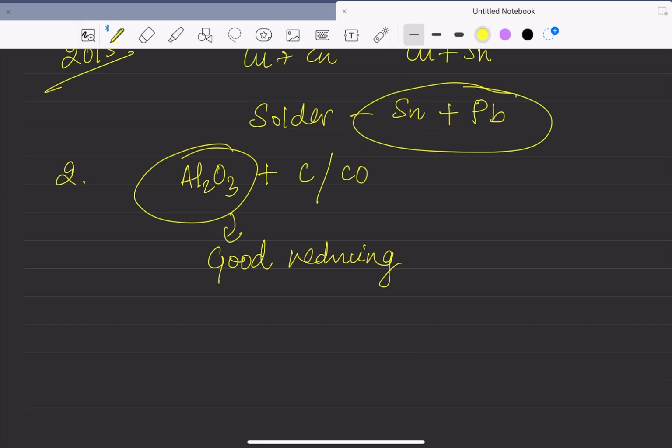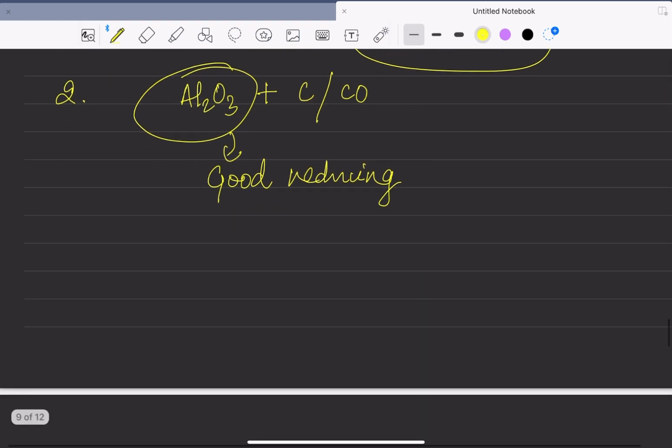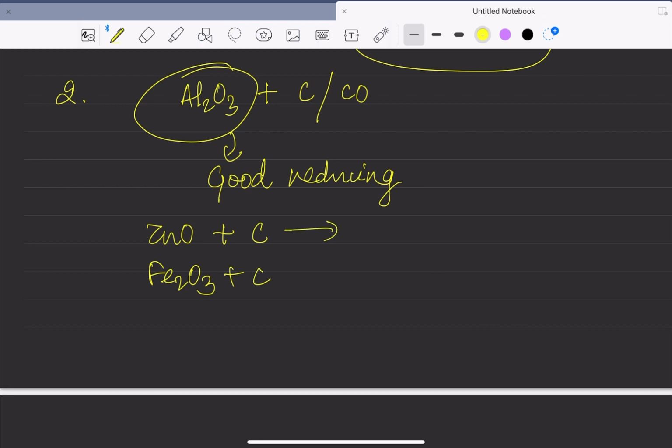But zinc oxide can be reduced. Why? Because zinc lies below aluminium. Zinc and iron are moderately electropositive. So zinc oxide or iron oxide can be reduced by the carbon reduction process. So you can reduce with carbon or using carbon monoxide. Remember, in the carbon reduction process, you are supposed to heat those oxide ores with carbon or carbon monoxide. So when you heat with carbon, what happens? Carbon removes oxygen. Once oxygen is gone, zinc is only left, so zinc gets extracted.